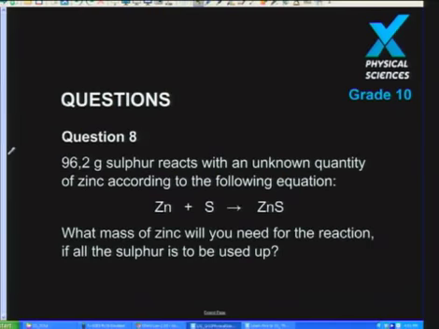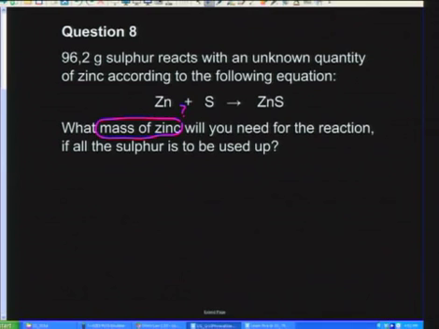Question 8. 9.62 grams of sulfur reacts with an unknown quantity of zinc according to the following equation. Zinc plus sulfur forms zinc sulfide. What mass of zinc? Okay, now this is interesting. They're asking us what mass of zinc will you need for the reaction if all the sulfur is to be used up? So the focus here is that we've got the reaction.